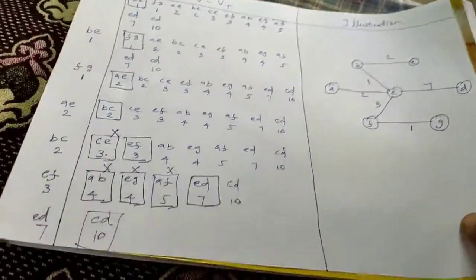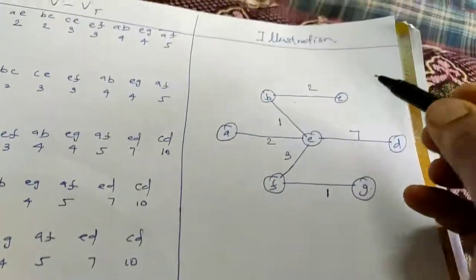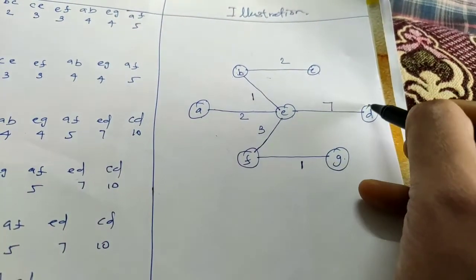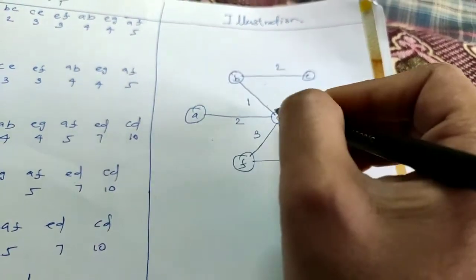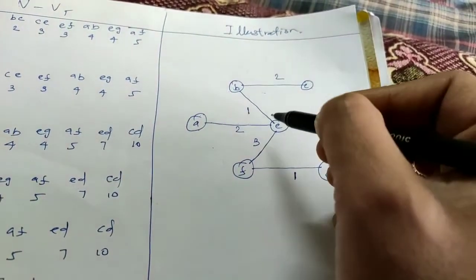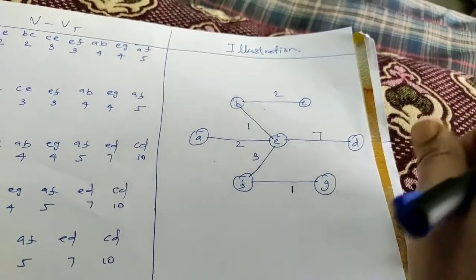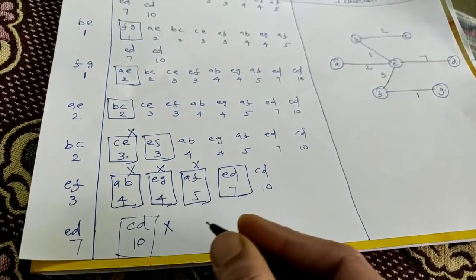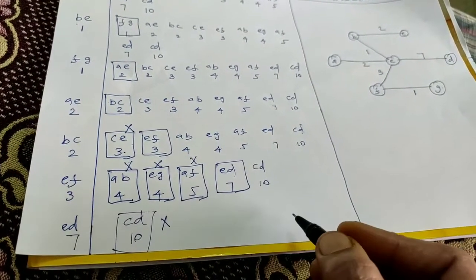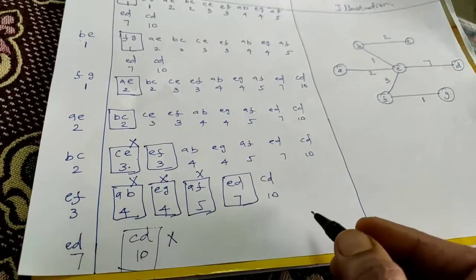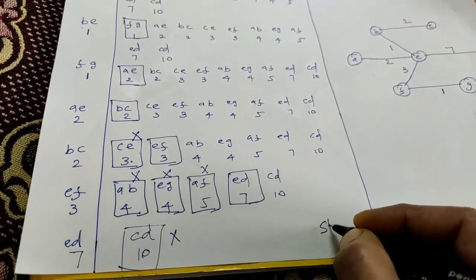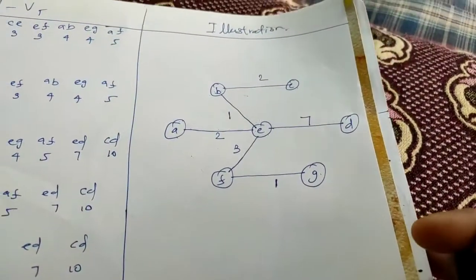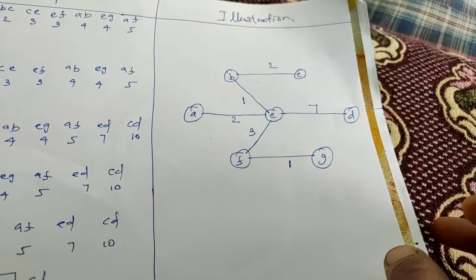Go to your graph. What is the edge? CD. CD, if I include it here, see CD is this edge. If I include it, it will form a cycle between B, C, D, E. So it should not be included. So discard this edge. Do you have any other edges to process in the remaining vertices column? We don't have any other edges. So stop your process. Now this is the spanning tree we got using Kruskal's algorithm for the given graph.